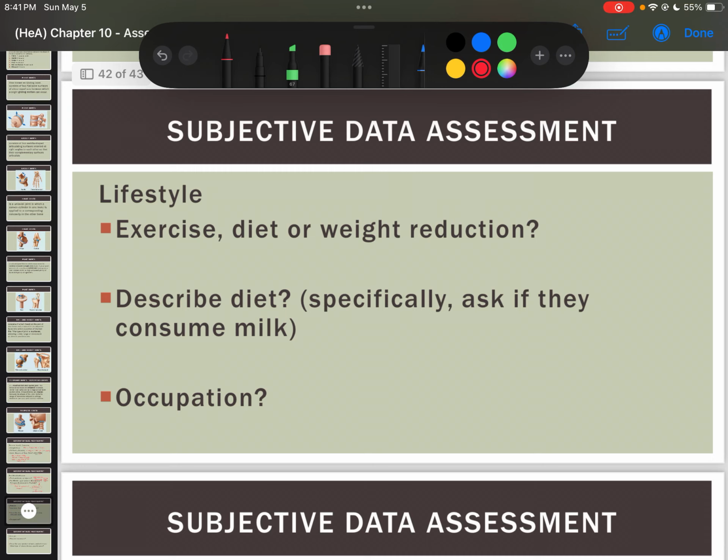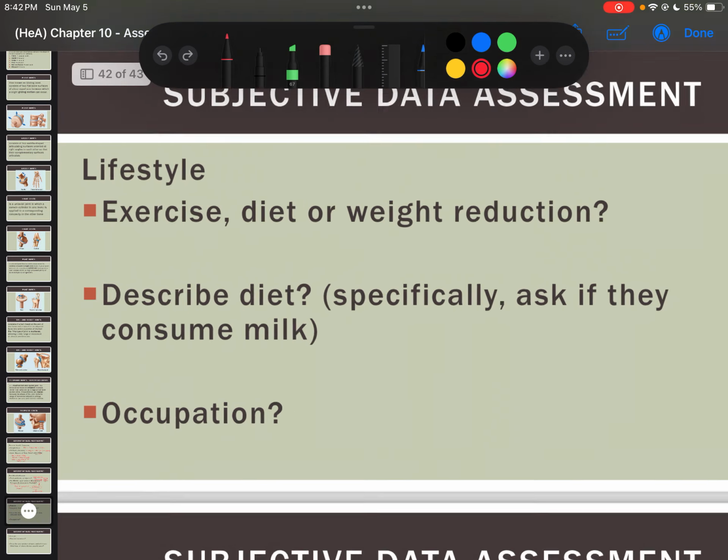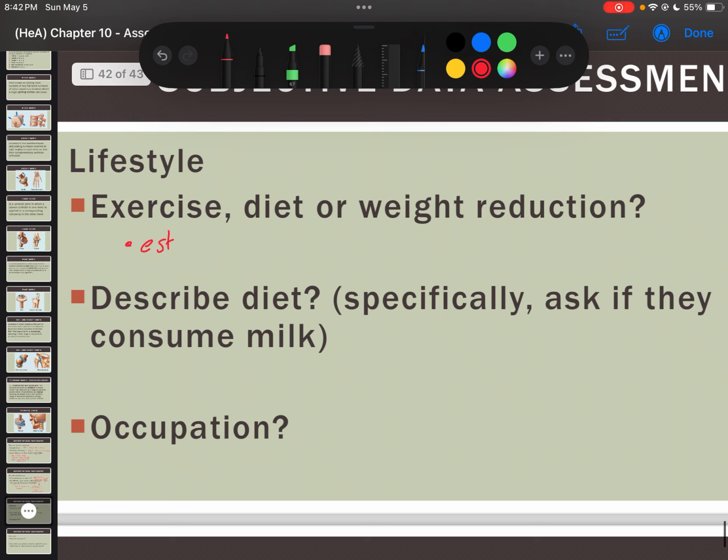Next is lifestyle. You have to ask the patient about their exercise, diet, or weight reduction habits. This is to establish the patient's health competence. Okay? Health competence.